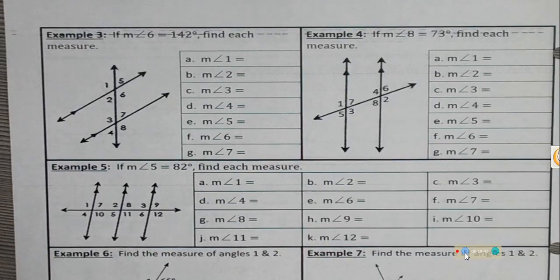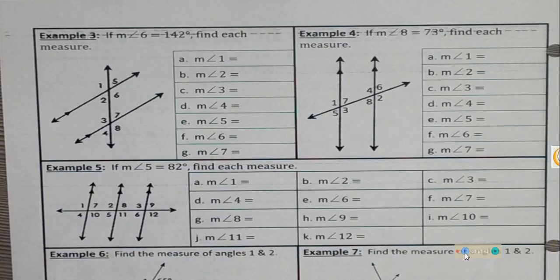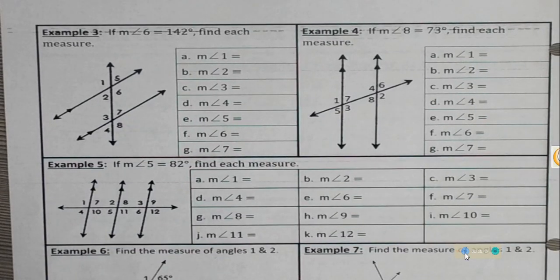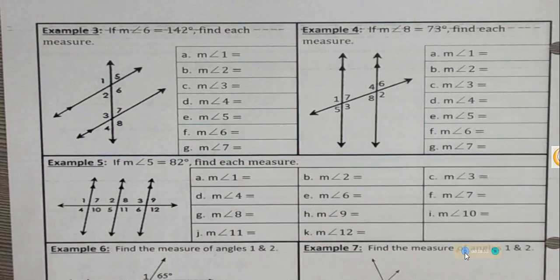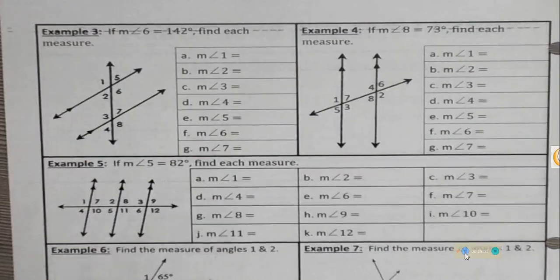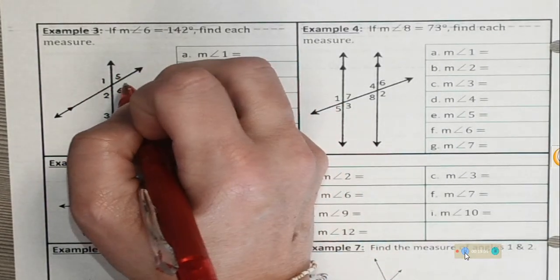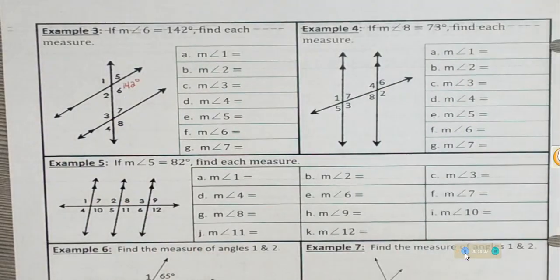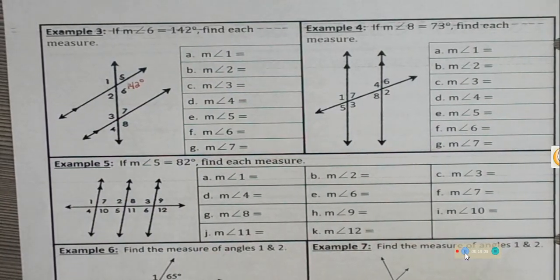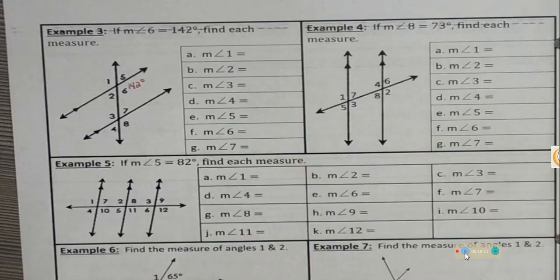All right, so on the back, now you're going to start having numbers. It is my advice to you to label everything, and then I like to zigzag down my transversal first, then tell you what everything is. So for instance, on number 3, if the measure of angle 6 is 142 degrees, I want you to zigzag and see what else is 142 degrees.